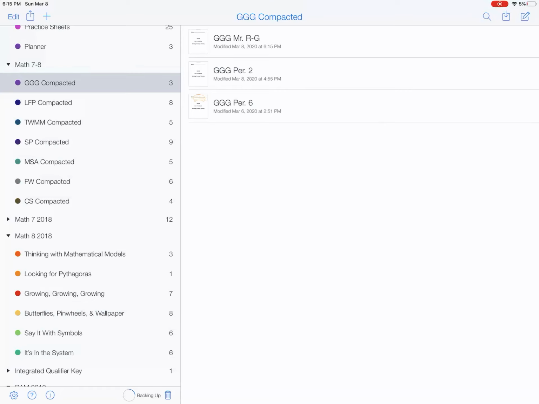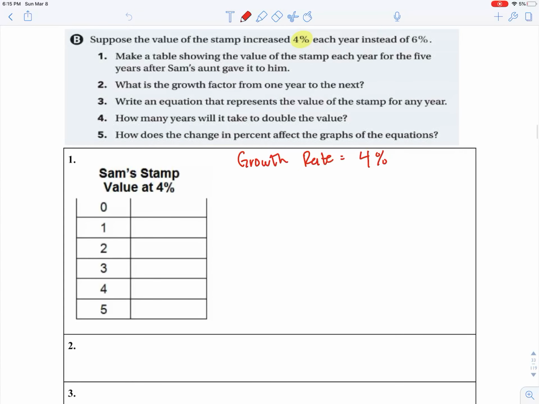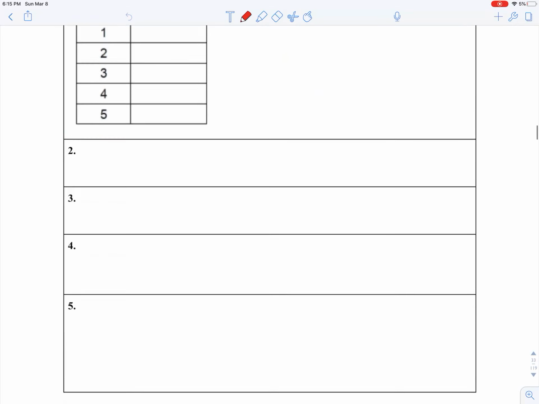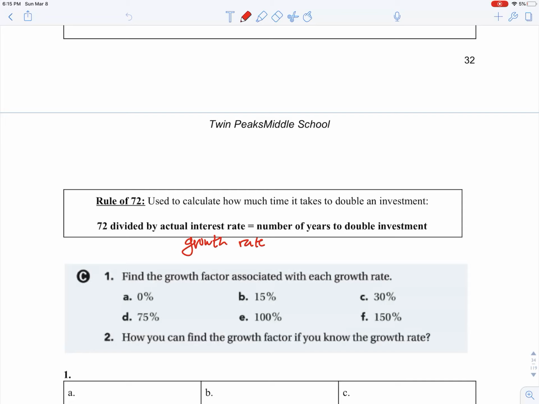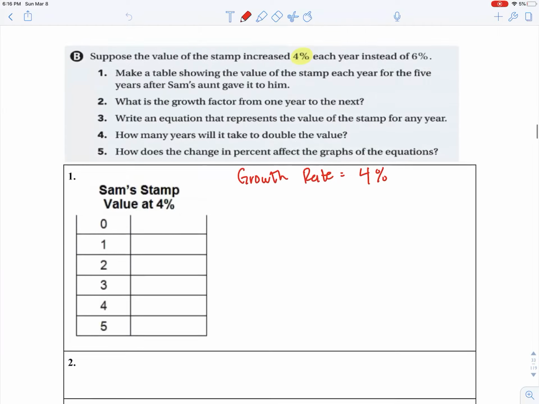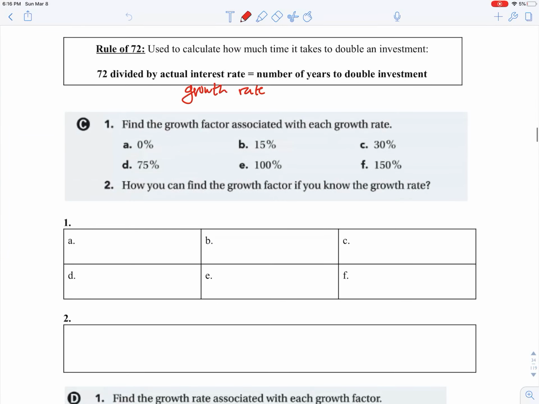the number of years. So if we do, for example, the last problem that we just did, the stamp was at 2,500 and we were increasing by 6%. So let's do 72 divided by 6, which is approximately 12 years. And isn't that what we got? Somewhere between 11 and 12 years. So it kind of gives you a nice quick, not exact answer, but a pretty close one.